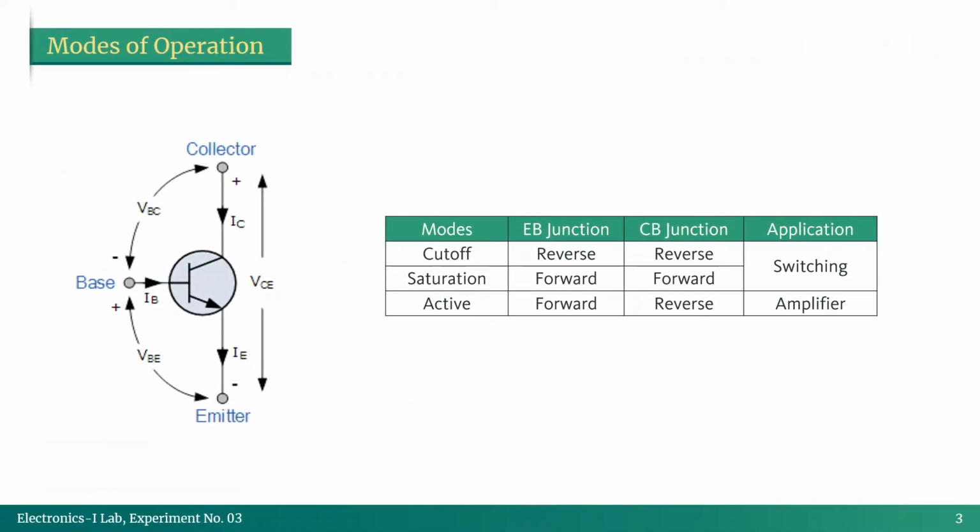Now, before we try to implement the circuit for amplification and also switching, we need to understand another thing, which is modes of operation. So what are modes of operation? For a particular transistor or BJT, there can be three modes of operation based on the voltages we are giving at the base, collector, or emitter, right?